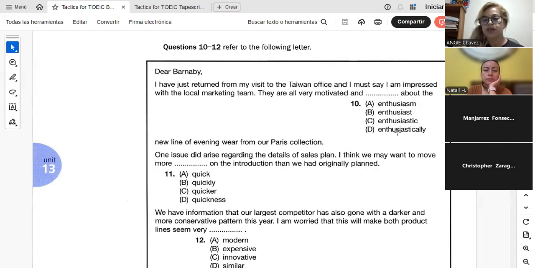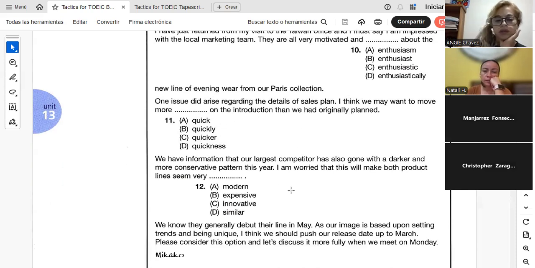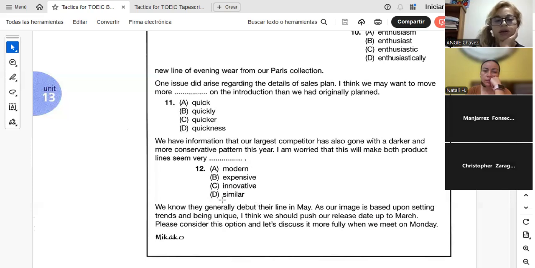C. Enthusiastic, the adjective, correct. Then the B adverb, more quickly, on the introduction. And finally, similar. D. Seem very similar. D, correct. No mistakes? Only one mistake. Within, where I chose into.